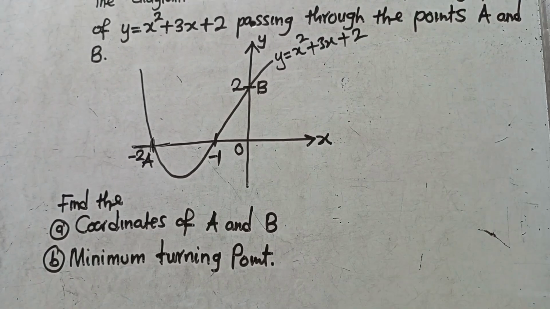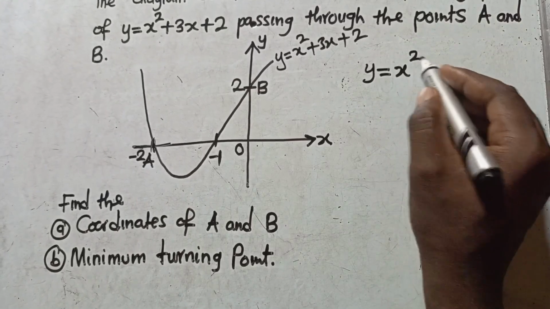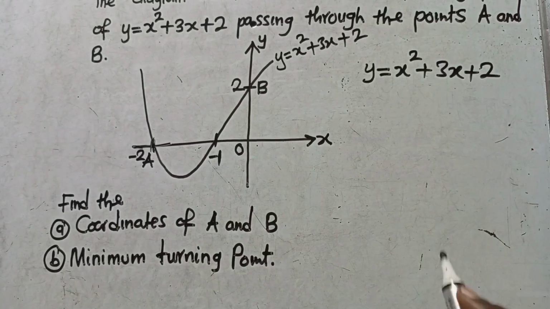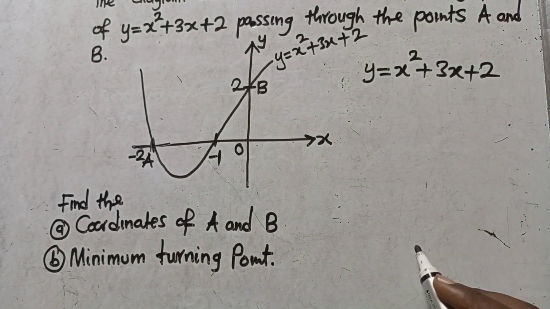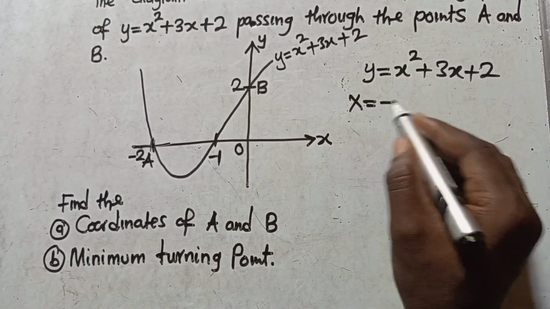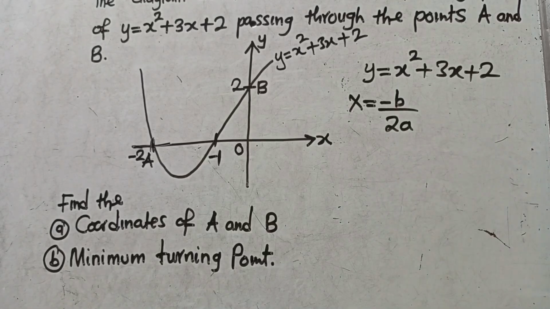We move to the next question. The next question is saying minimum turning point. How then can you find the turning point? You know that the equation is y is equal to x squared plus 3x plus 2. How can you find the turning point? So you say x is equal to negative b over 2a. This is the formula we get to use. I guess we all know that.